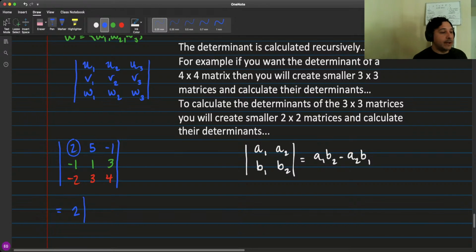This is called expansion by minors. This 2 is in row 1, column 1, right? It's in the first row, and it's in the first column. So if I cross out the first row and the first column, what am I left with? Exactly. You're left with this 2 by 2 matrix. This is how you break down your 3 by 3 into smaller 2 by 2s. So I'm going to do 2 times the determinant of this smaller 2 by 2.